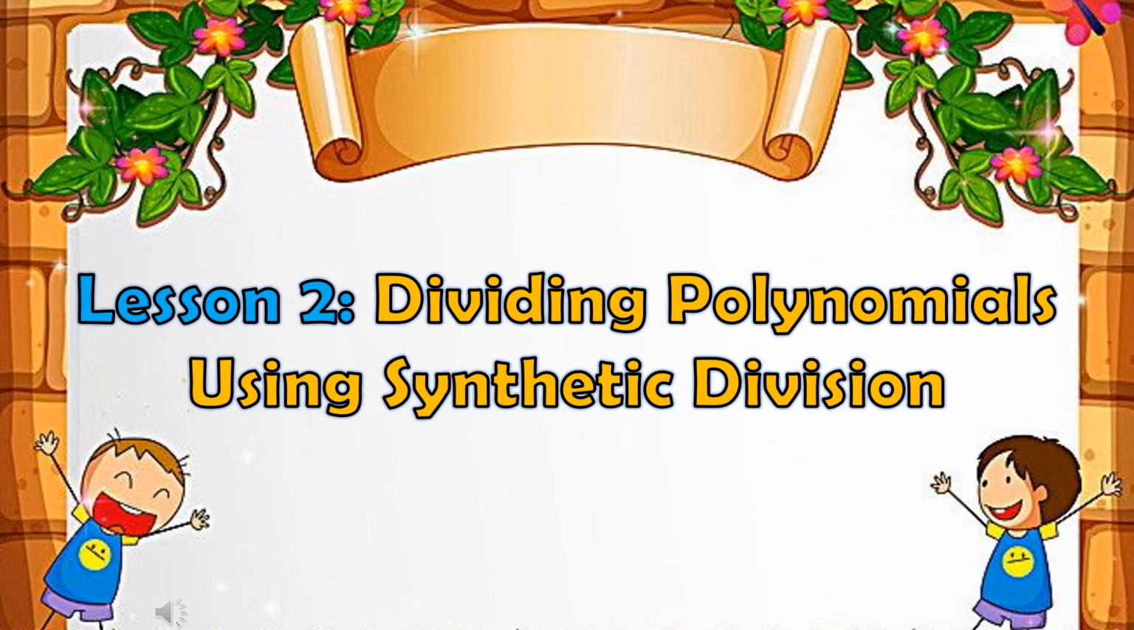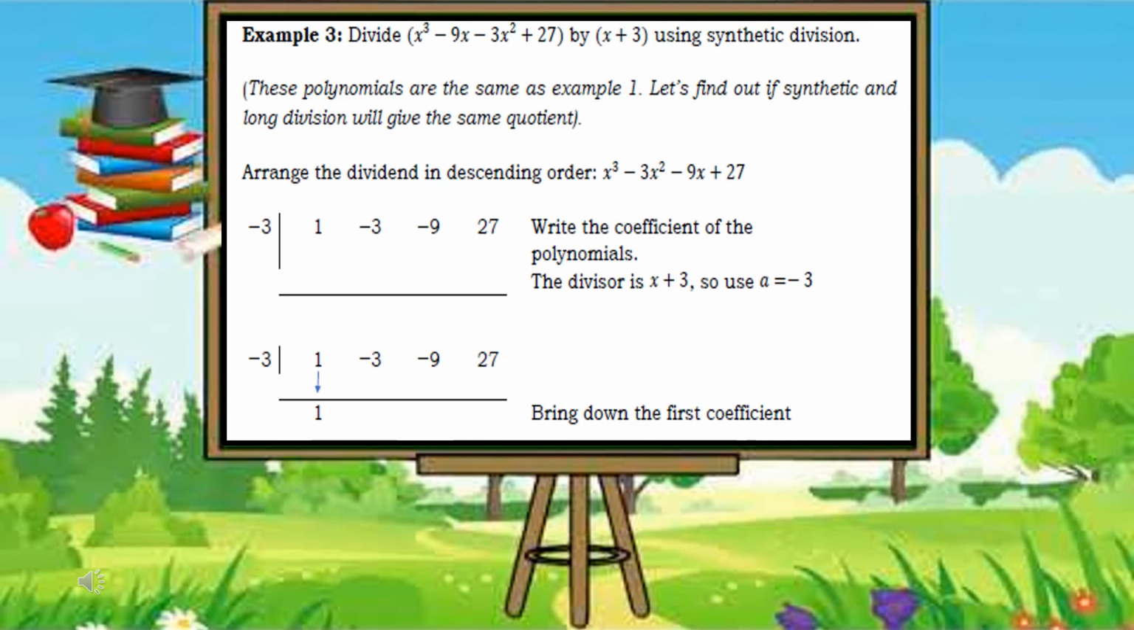Lesson 2, dividing polynomials using synthetic division. Example: divide x cubed minus 9x minus 3x squared plus 27 by x plus 3 using synthetic division. These polynomials are the same as example 1. Let's find out if synthetic and long division will give the same quotient.